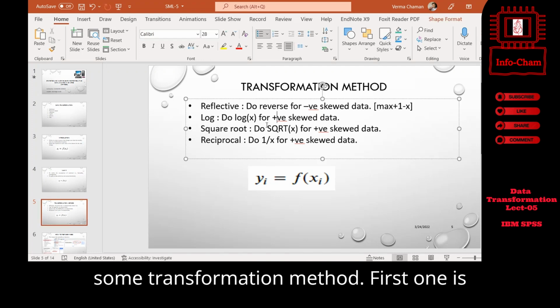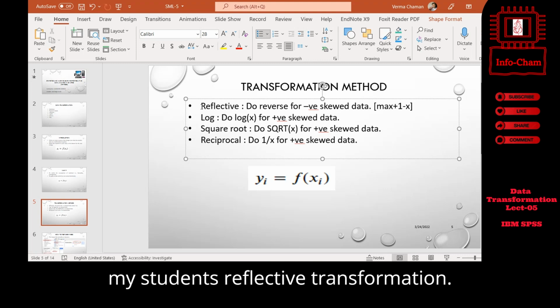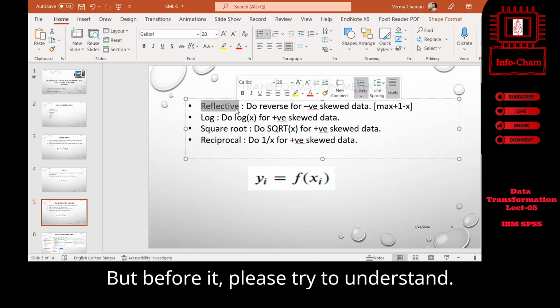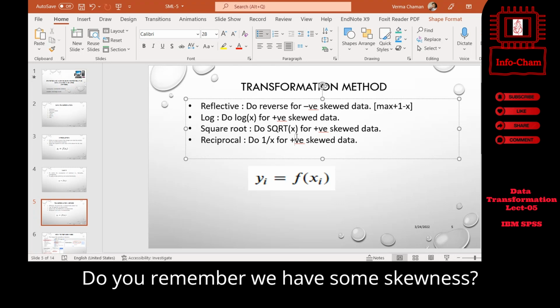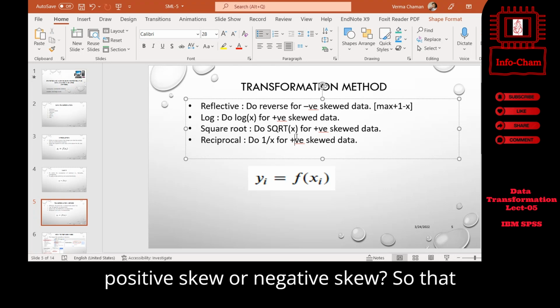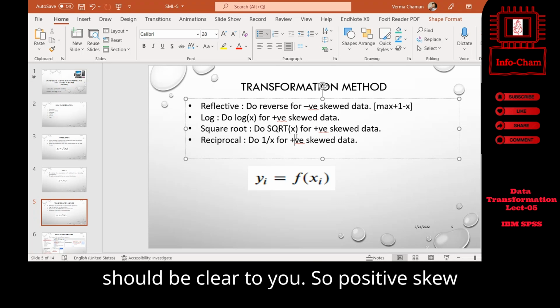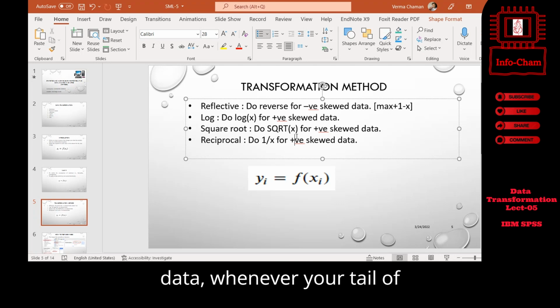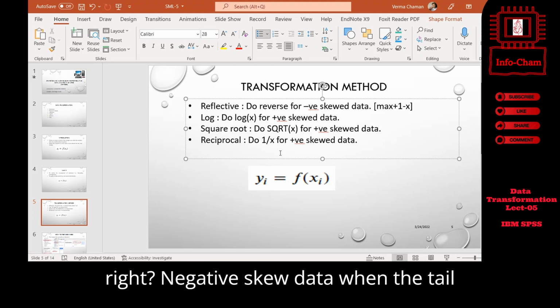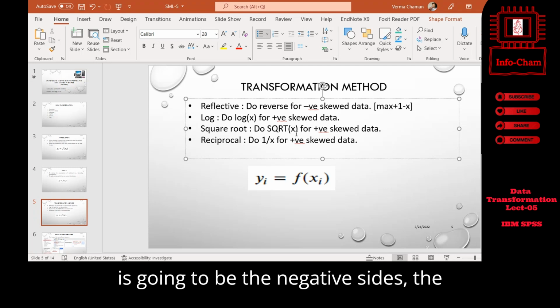We have some transformation methods. The first one, my students, is reflective transformation. But before it, please try to understand skewness. Do you remember I discussed positive skew and negative skew? That should be clear to you. Positive skew data is when the tail of the data goes to the positive side, right? Negative skew data is when the tail goes to the negative side, the slope.